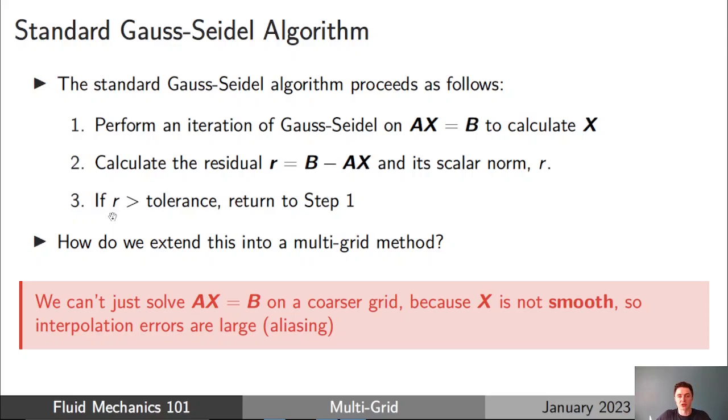And if the residual is less than the tolerance, then we have convergence. But if it's greater than the tolerance, we go back to step 1, perform another iteration of Gauss-Seidel, and continue through with this loop until our residual is less than the tolerance specified. But how do we extend this into the multigrid method?